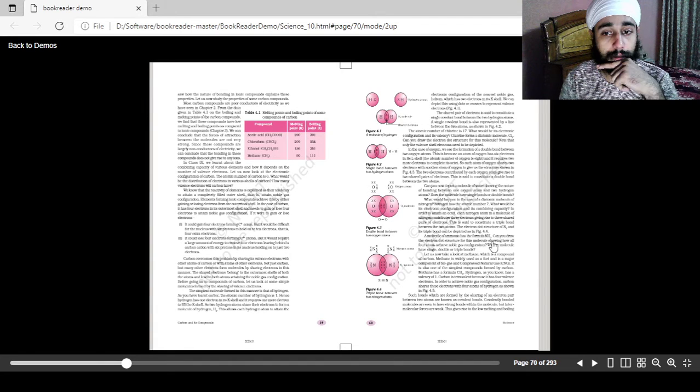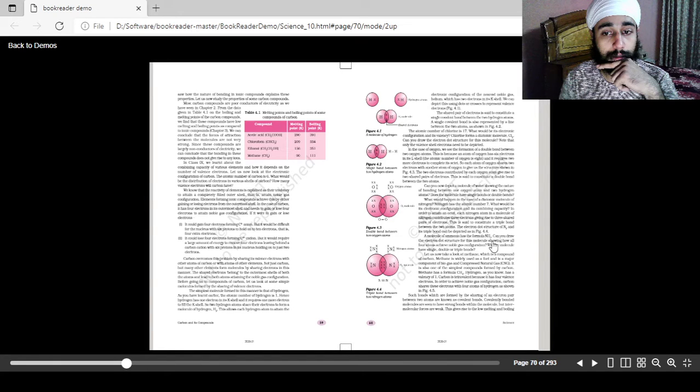NH3 is ammonia, the formula being 1 nitrogen atom and 3 hydrogen atoms. Methane is a fuel and a major component of biogas and compressed natural gas.